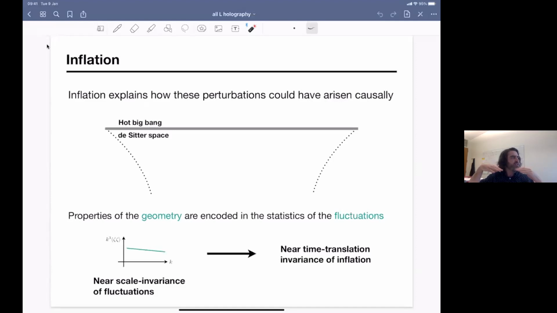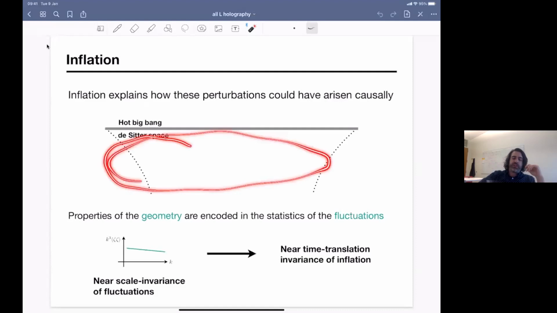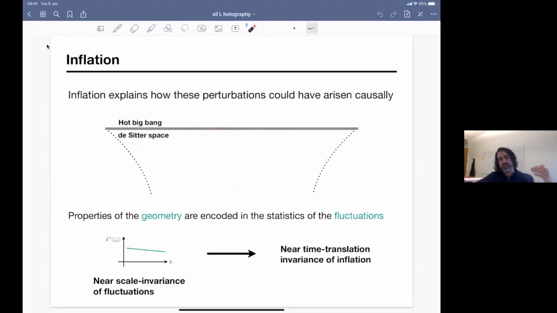And a very interesting theme that will recur in this talk is that the properties of the geometry of this space, this pre-Big Bang phase, get encoded in the statistics of the fluctuations that we see on this late time reheating surface. Okay, so here's a very, very simple example. I told you the 2-point correlations that we infer on this reheating surface are extremely simple. They're a simple power law, which is very close to being scale invariant.